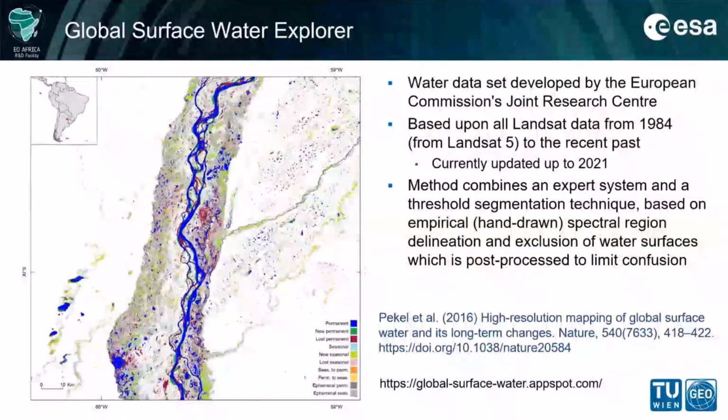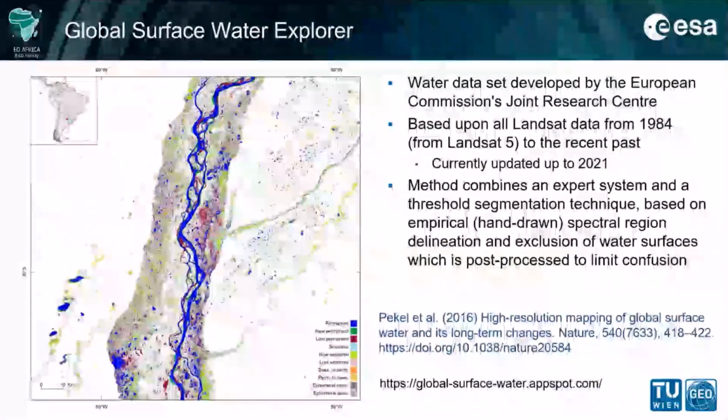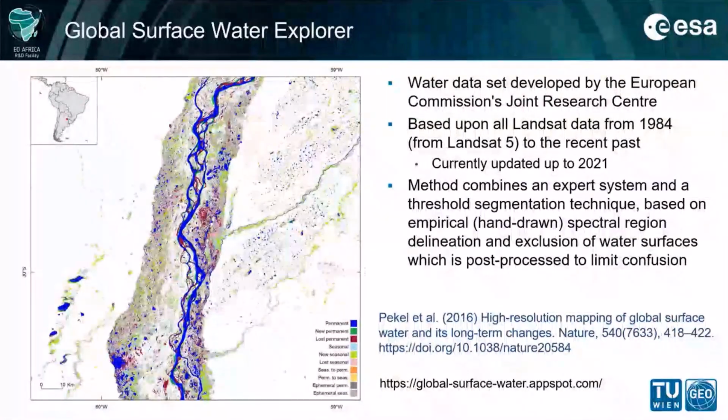The first to show that we could actually do systematic mapping of water bodies on a global scale was the team around Pekel, who published in 2016 in a paper in Nature, building on the capabilities of Google Earth Engine, where they used all Landsat images from the Landsat 5 mission up to the present to map water bodies.